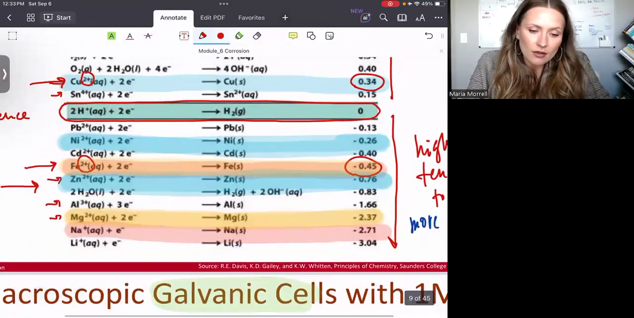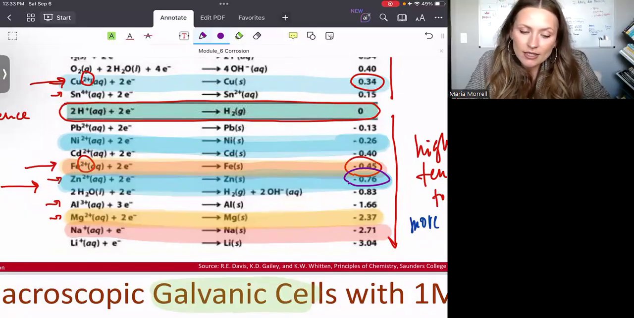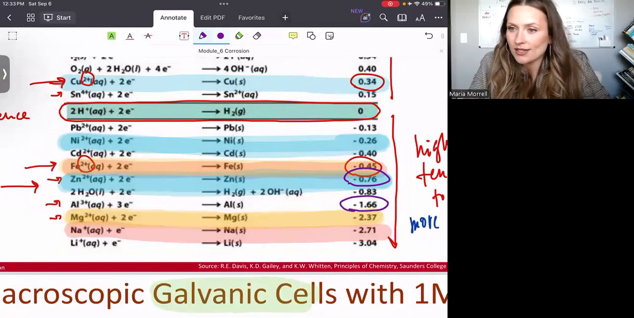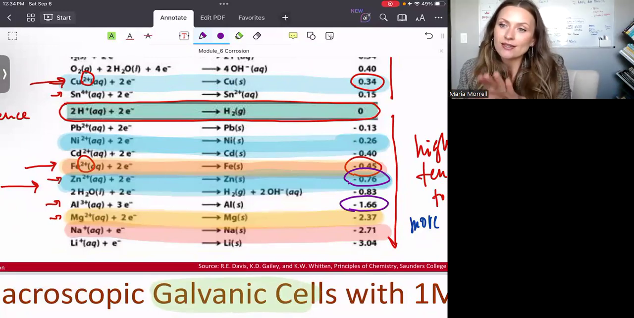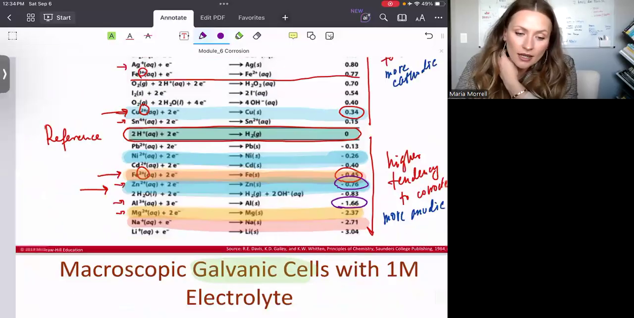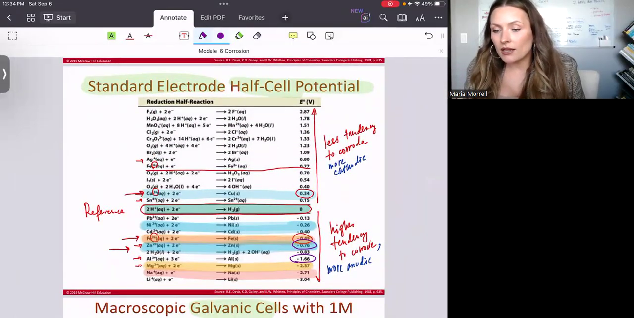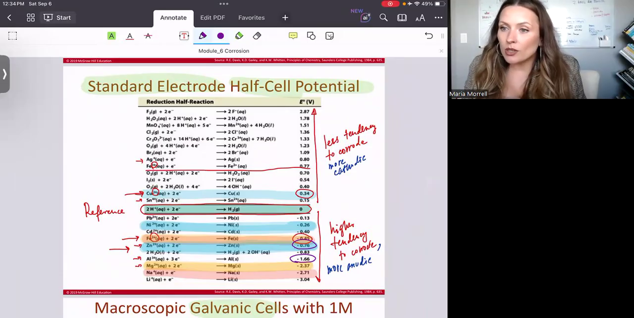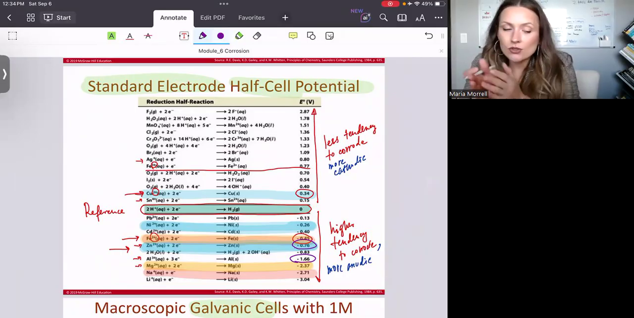So zinc, I'll use this purple color right here. Zinc has a negative potential of 0.76. My aluminum has the negative potential of 1.66, right? So if I am to use just this standard electrode half cell potential, I would make a conclusion that my aluminum is anodic, right? Meaning that you would suspect aluminum to corrode if you ought to link these two.